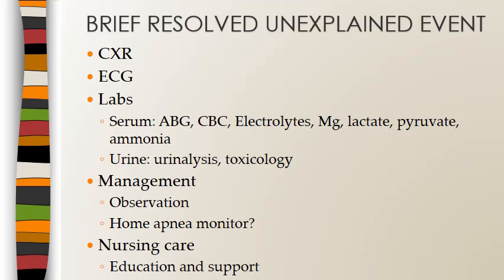So we get a chest x-ray to look at their lungs. We get an ECG to look at their heart rate and rhythm for any abnormalities. We will get an arterial blood gas to look at their ability to exchange oxygen and CO2, and also to see if there's any acidosis present. We'll get a complete blood cell count, electrolytes, magnesium, lactate, pyruvate, and ammonia. We get them to rule out different metabolic disorders. And then we will also do a urinalysis and a urine toxicology to make sure that there are no drugs or different sorts of substances within their urine.